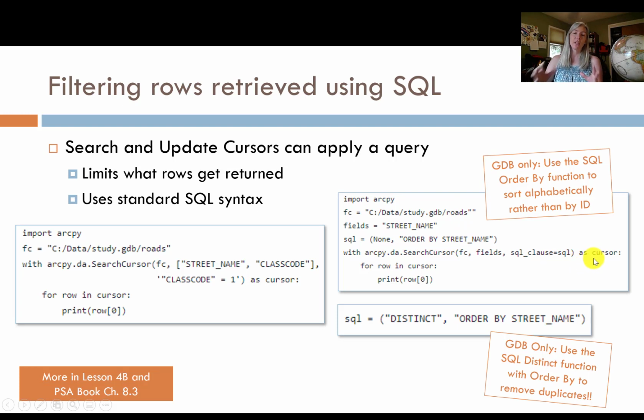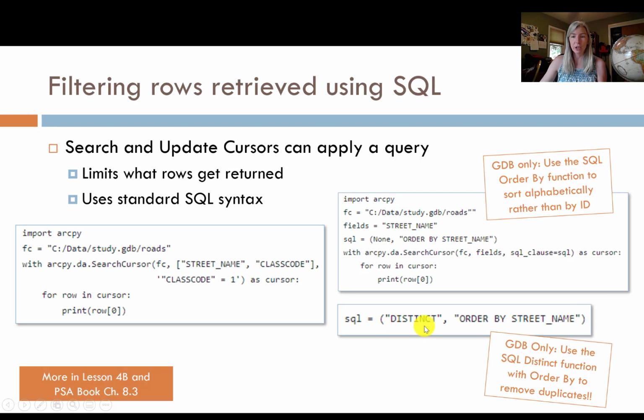What this does is when it creates the cursor, it's just going to sort it. It's just going to order it alphabetically by street name. And so instead of getting your cursor in the order of the row ID, it will be alphabetized. And then the other thing here is called distinct.